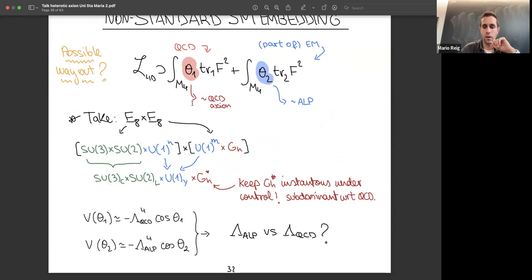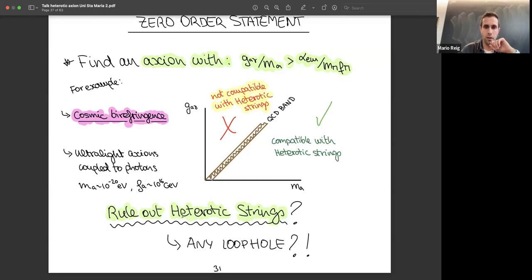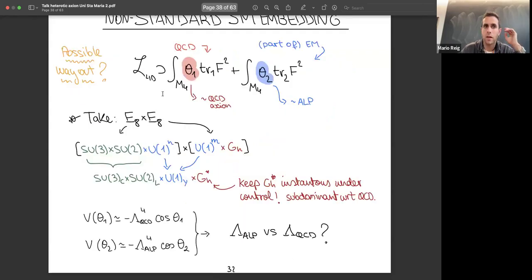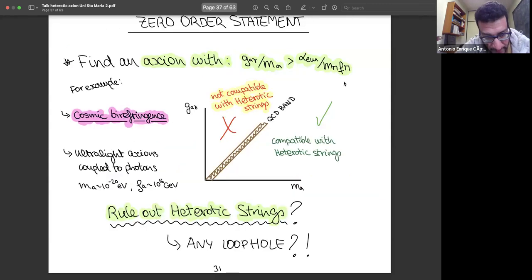Now, this is a super strong statement, so one has to evaluate any possible loophole. Sorry, Mario, yes: what happens if this is embedded, for example, in SO32? Because you were also mentioning SO32 in the heterotic string. Will the result be the same? Yes, the result is totally equivalent to the standard embedding of the standard model into E8 cross E8.